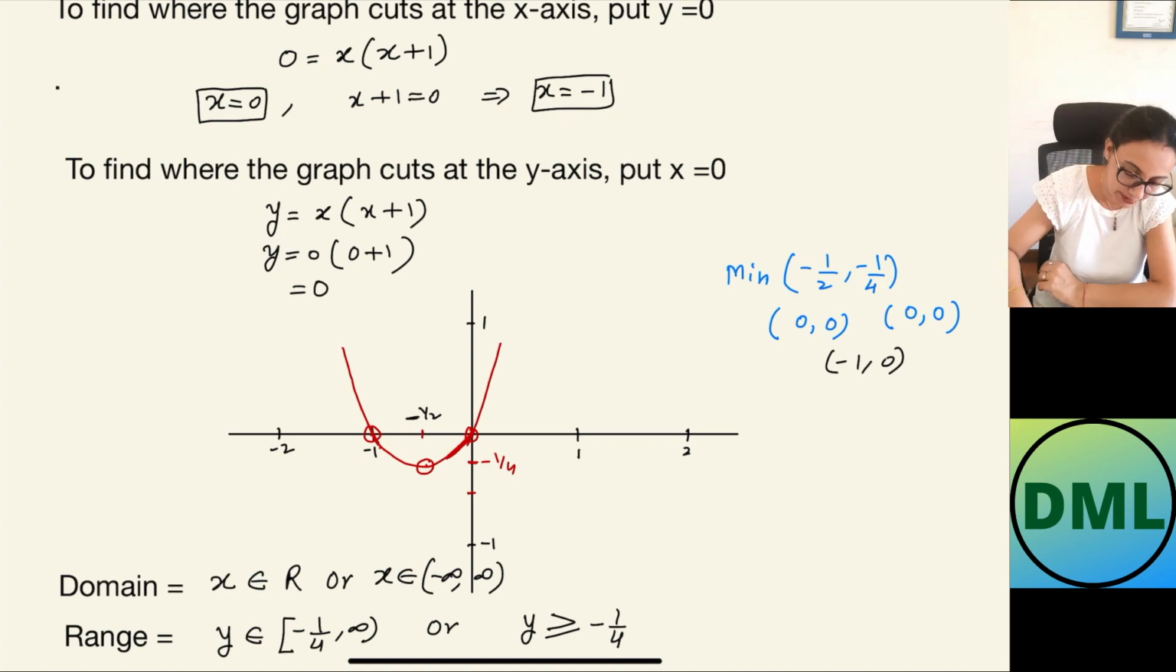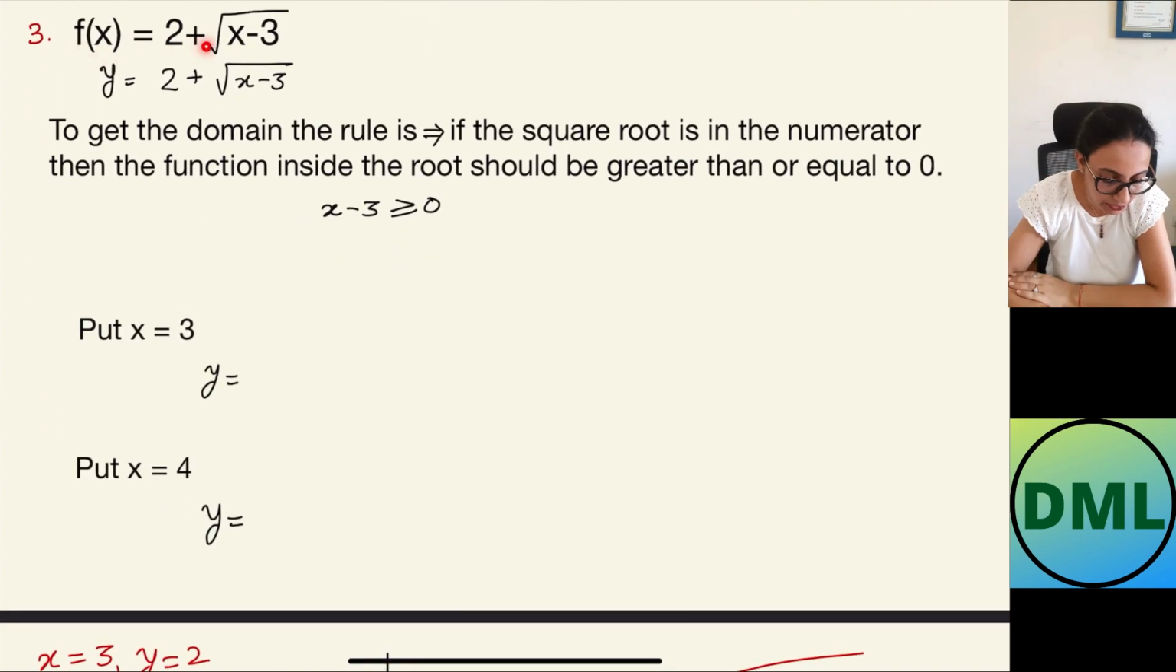Let's see one more example. This is the function we have in front of us. F of x is equal to 2 plus root of x minus 3, or you can say y is equal to 2 plus root of x minus 3. To get the domain and range of the function, for the domain the rule is that the expression inside the square root should be greater than or equal to 0. That means x minus 3 should be greater than or equal to 0.